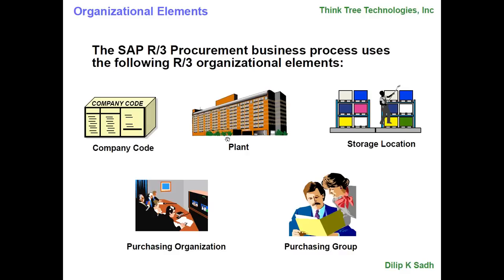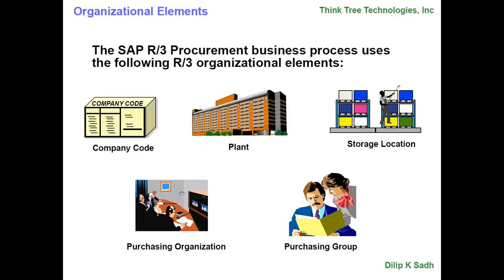Company code represents a legal entity. Plant normally represents a manufacturing or production facility. Store location is a further subdivision of the plant where the materials are being stored physically.